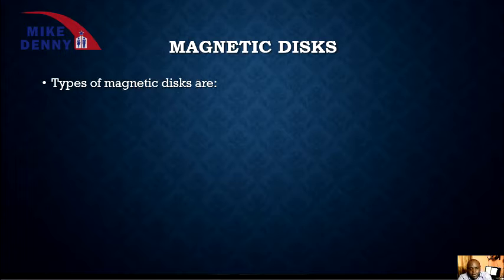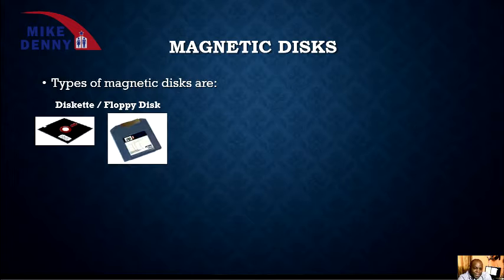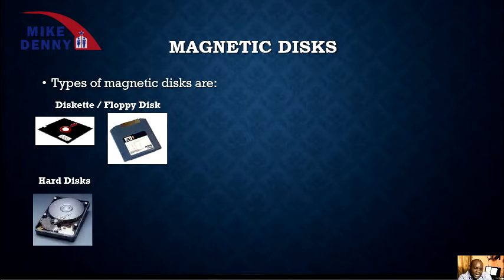First of all, we have different types of magnetic disk, and they are diskettes or floppy disk. I know most of you don't really know what a diskette or floppy disk is, because computers nowadays don't have this type of storage device. That's what you see on the screen. But we also have the hard disk. This is the hard disk.